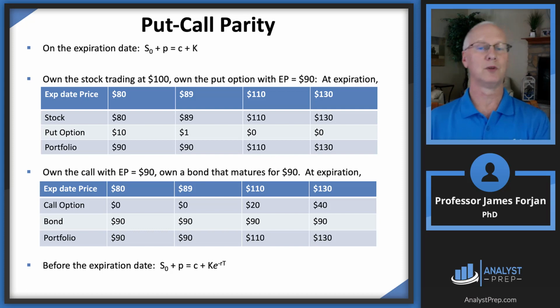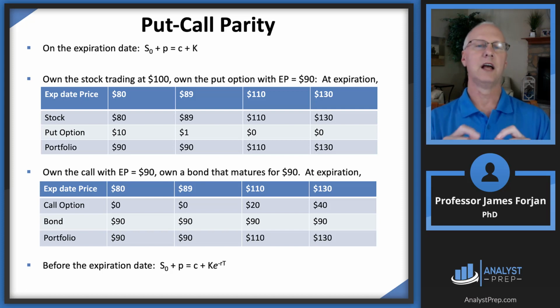But then what happens when the stock price rises? If it goes up to 110 or 130, then the stock price is 110 or 130, right? But the put option will be allowed to expire worthless, right? Why would you exercise your option to sell at 90 when you could sell at 110 or 130? So I have a 0 next to those put options. And there's the value of your portfolio. It's the value of the stock, 110 and 130, because the option is worthless.